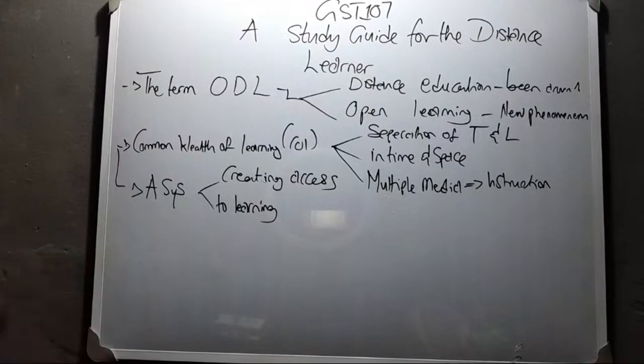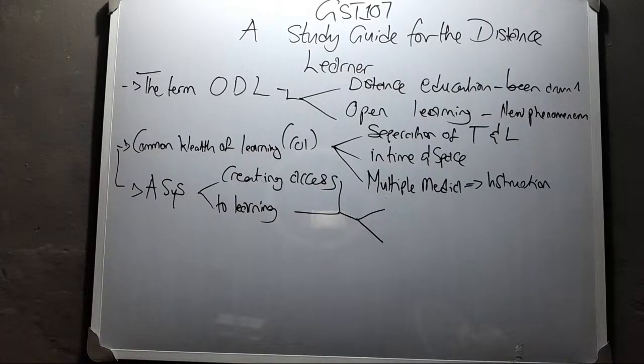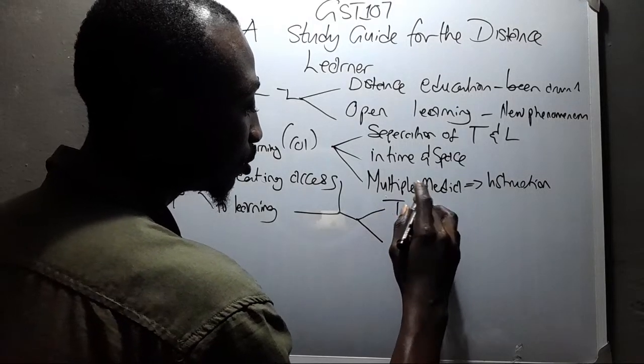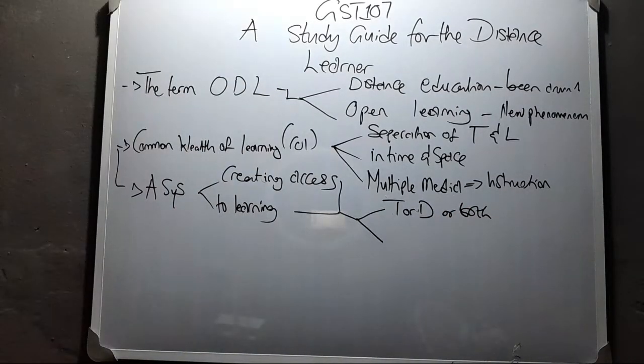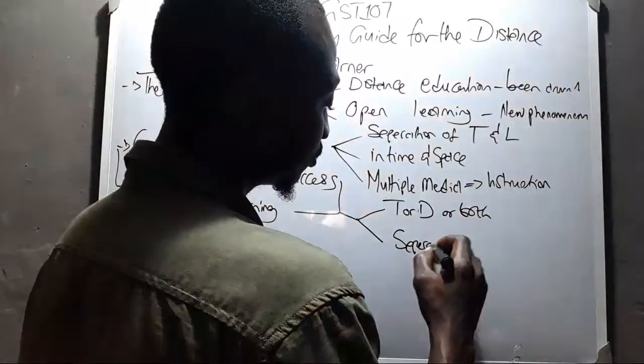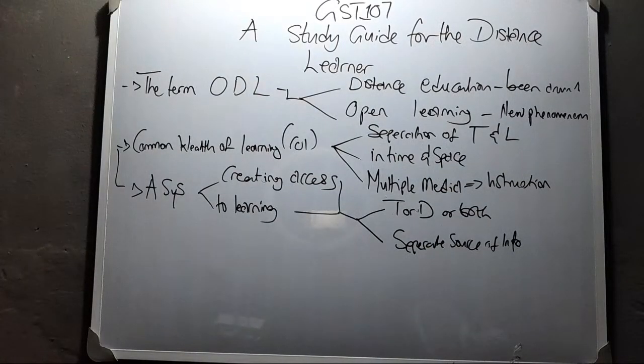Now this system is particular about creating access to learning when time or distance or both separate the source of information and the learner.